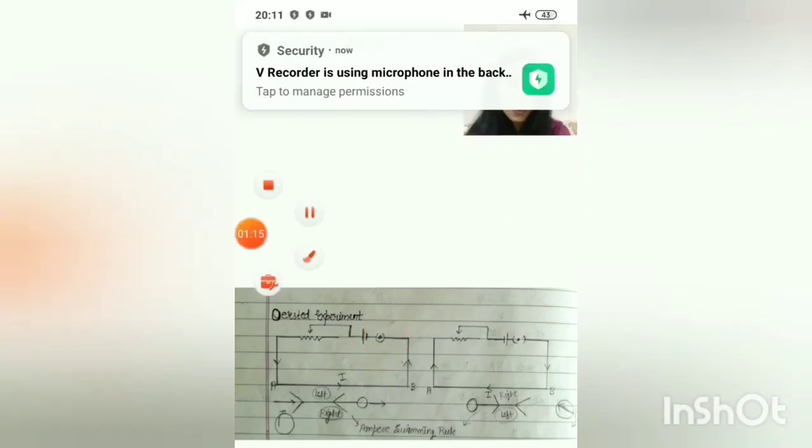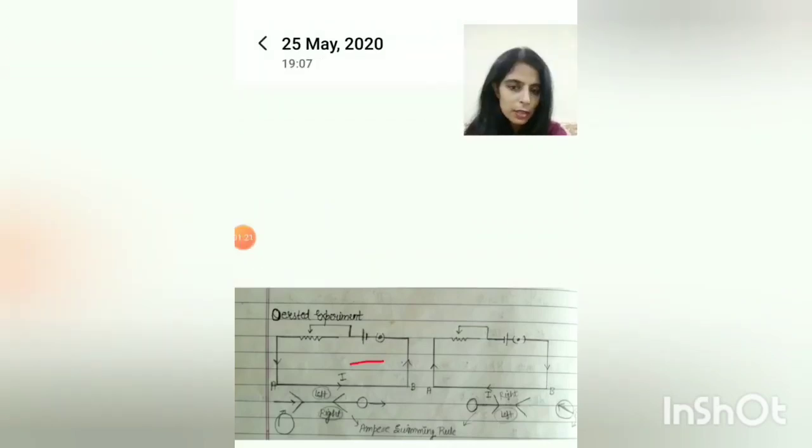In the second experiment, in the second figure, we can see that the poles of the batteries are reversed. In the first diagram, we have placed the positive pole on the left hand side and the negative pole on the right hand side. But in the second diagram, the first pole is the negative terminal and the second one is the positive terminal.